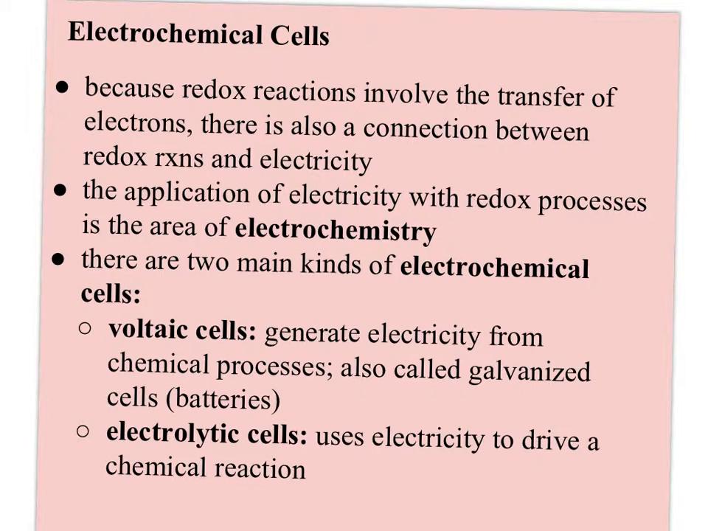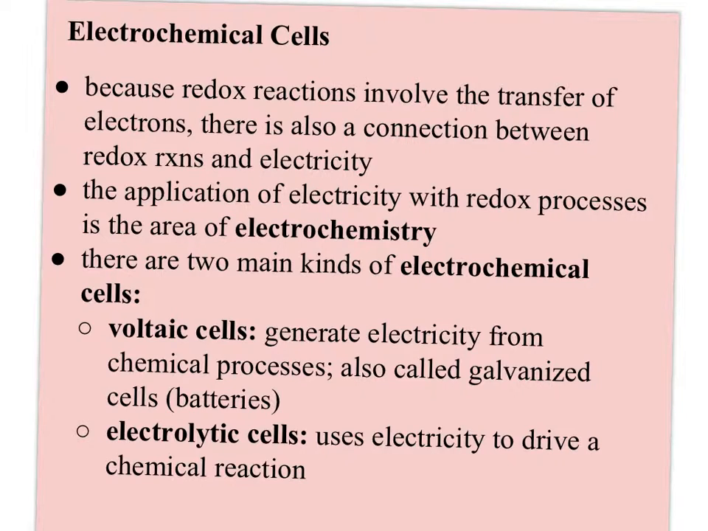Welcome. This video is going to look at what are known as electrochemical cells, and this is where we actually use redox reactions to do things for us in industry. And because redox reactions involve the transfer of electrons, there's a connection between redox reactions and electricity, and that's where we use it in industry. So the application of electricity with redox processes is an area of chemistry known as electrochemistry, which makes sense, chemistry and electricity together. And there are two main kinds of electrochemical cells.